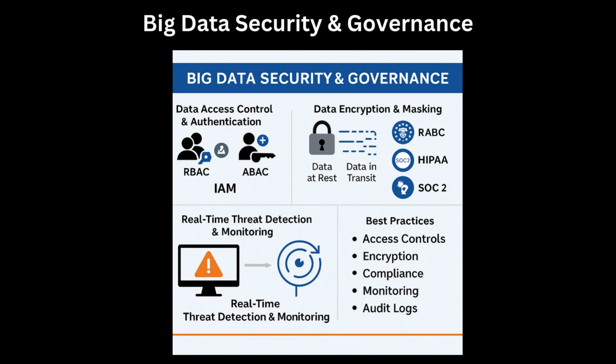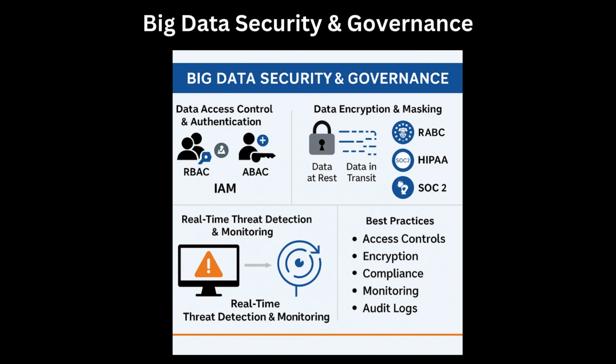Encryption is the backbone of data security. Data is encrypted at rest using AES-256 and in transit with TLS/SSL. Additionally, data masking techniques help anonymize sensitive information, ensuring privacy without compromising analytics. Regulatory compliance is a non-negotiable aspect of big data governance. Frameworks such as GDPR, HIPAA, and SOC 2 define strict guidelines for data collection, storage, and processing. Organizations implement audit logs and monitoring tools to maintain compliance.